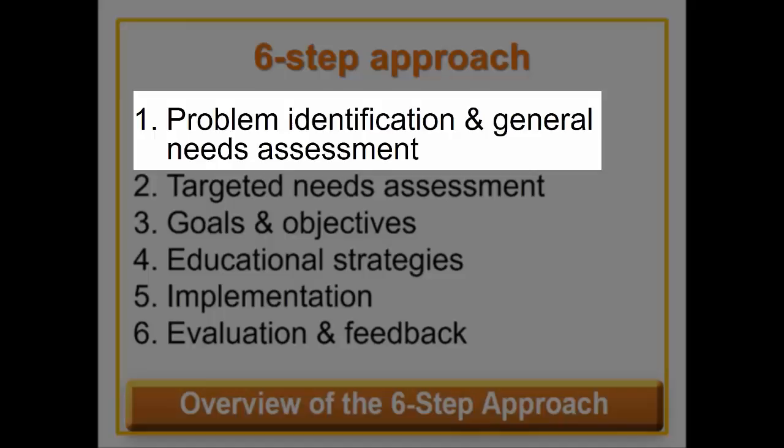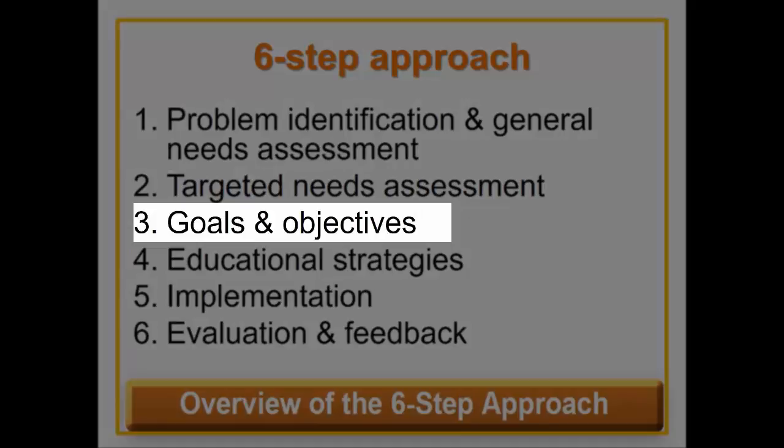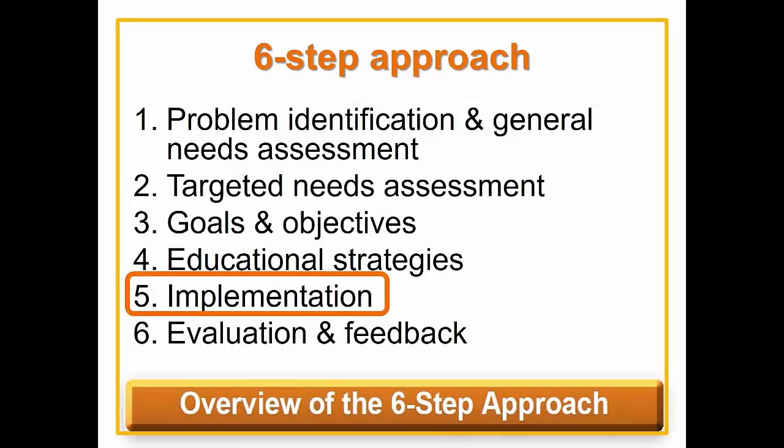Just a quick review, you've completed Step 1 where you identified the problem and completed a general needs assessment. In Step 2, you identified your targeted audience and their needs. In Step 3, you identified your goals and objectives for your curriculum. In Step 4, you identified the educational strategies necessary to meet the goals and objectives from Step 3. In Step 5, you will be identifying everything that you need to implement your curriculum successfully.